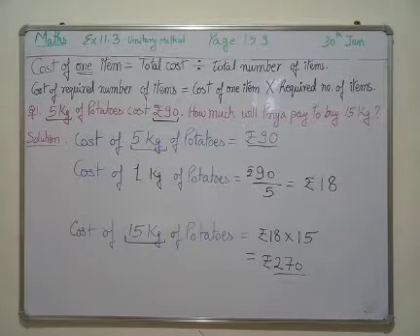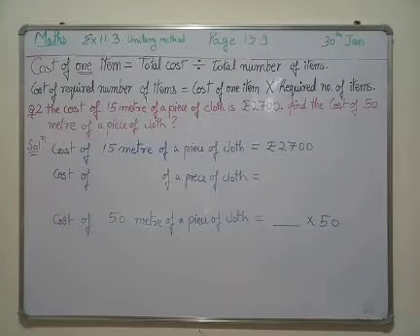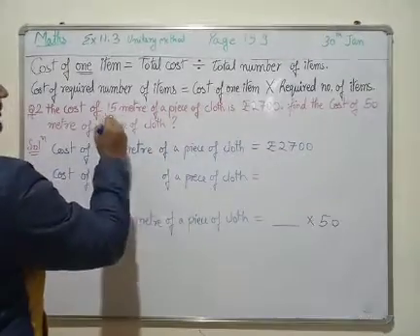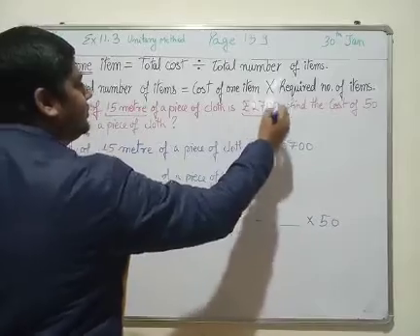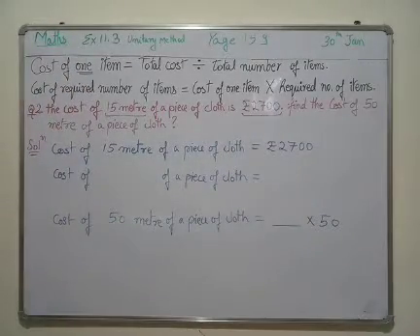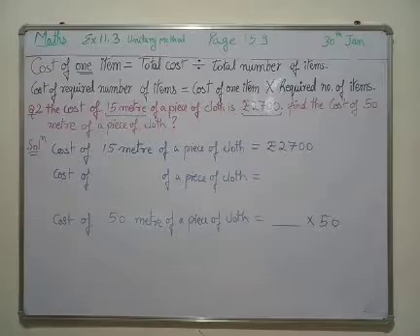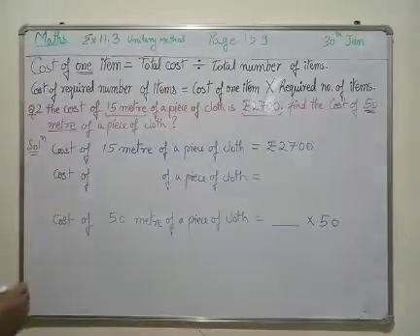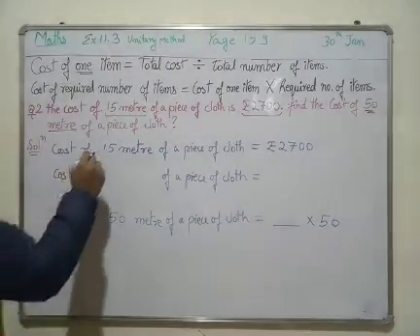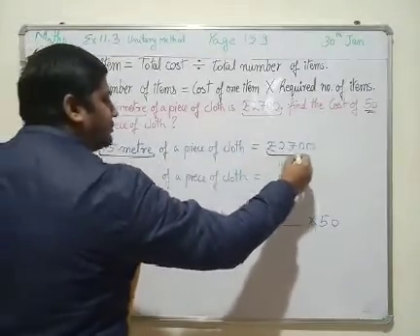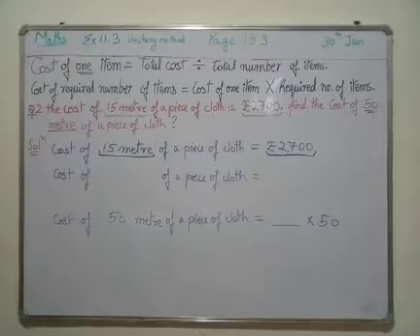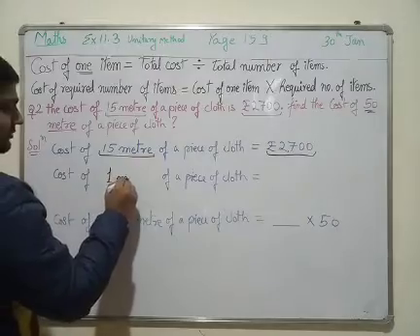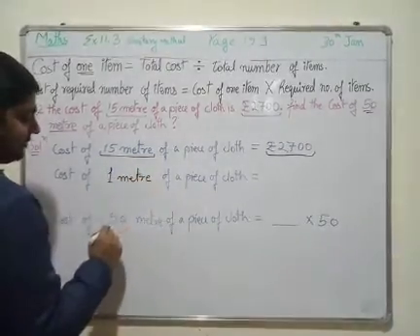Now we will do question number 2. Question number 2 says the cost of 15 meters of a piece of cloth is 2700 rupees, and we have to find the cost of 50 meters. So the cost of 15 meters is 2700. Then we have to find the cost of 1 meter, and then we will find the cost of 50 meters.